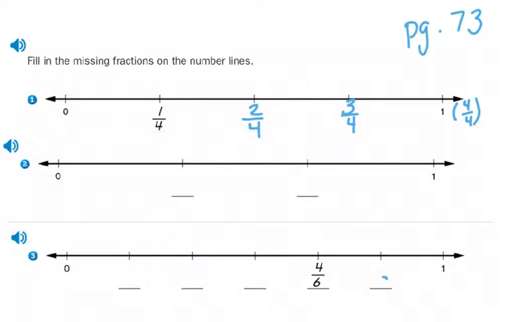Let's look at number 2. Let's count how many equal spaces there are. 1, 2, 3. So in number 2, each of these lines will have thirds as its denominator. The first space would be 1/3 of the line, and the next one would be 2/3.